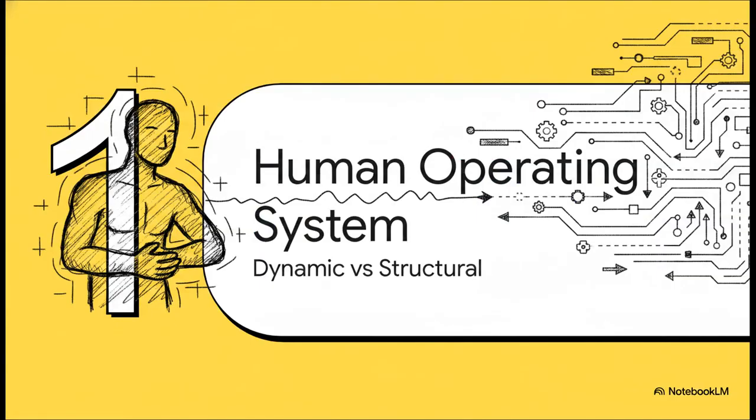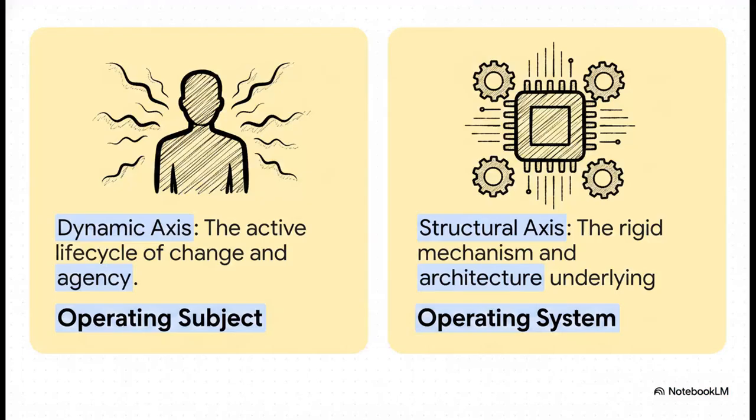Section 1. The human operating system. Okay, before we can diagnose any sort of system failure, we literally have to separate the human from the machine. Picture a dual-axis stack. On the left side, we have the dynamic axis. That represents the operating subject. That's us. It is the very human experience, the active life cycle of change, transformation, and decision-making. It answers, how does the system evolve?